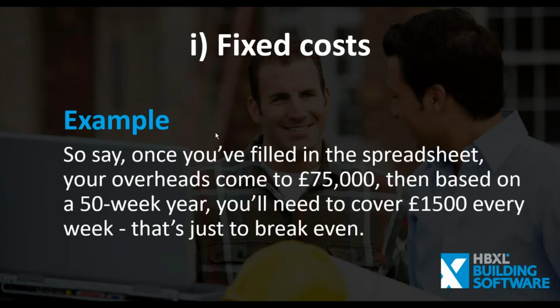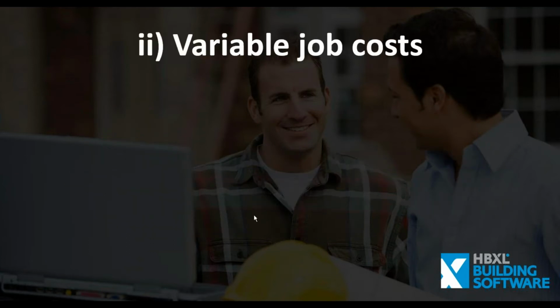So let's look at an example. Once you've filled that spreadsheet in, let's assume that your overheads come to something like £75,000 a year. If you base it on a 50-week trading year, you'll need to cover £1,500 a week just to break even before you have any profit from jobs.